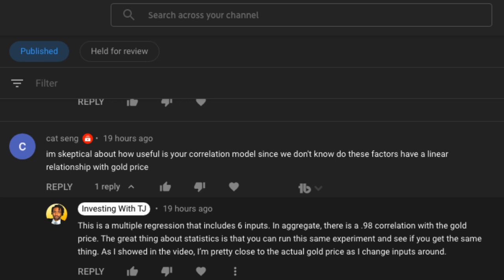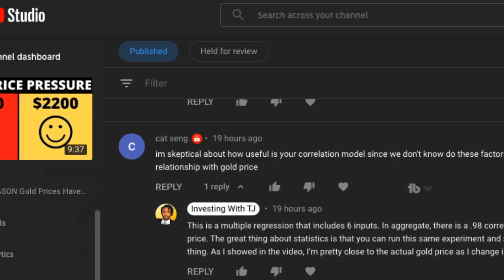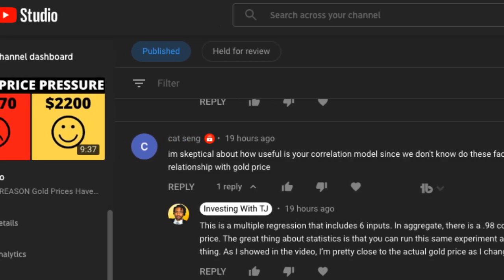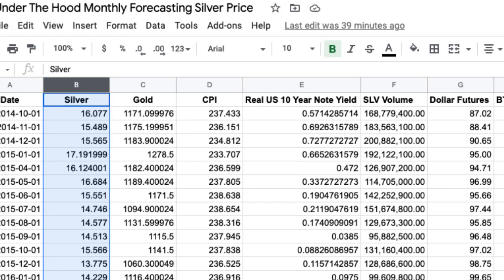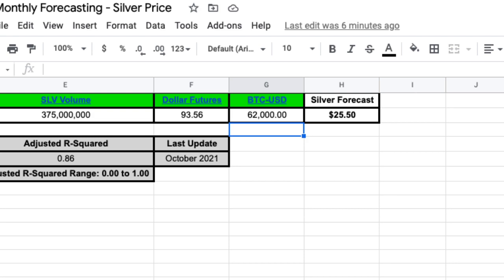But again, I try to be very open and transparent and show you guys that, hey, this is actually a real spreadsheet and I'm not just blowing smoke up your butt. But again, you can believe me or not. But here, basically, I'm getting pretty close to where we are with the actual silver price.